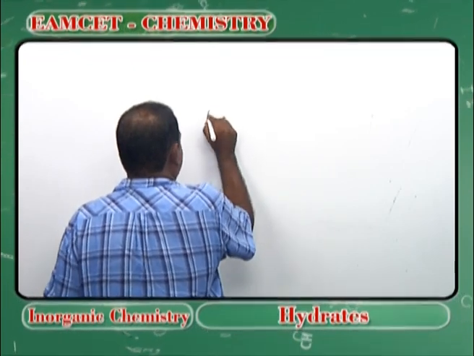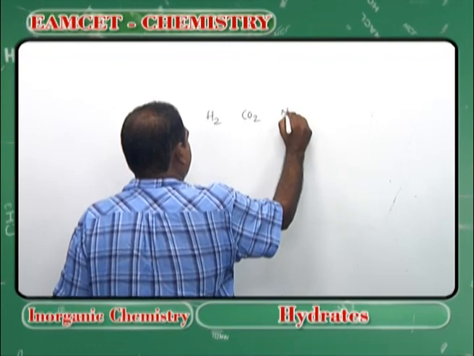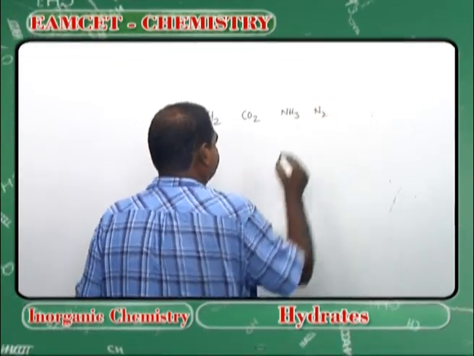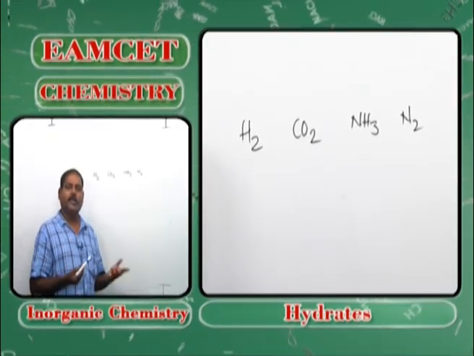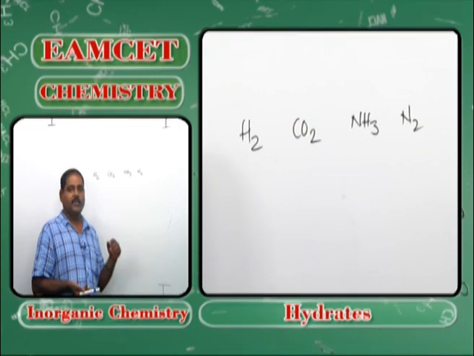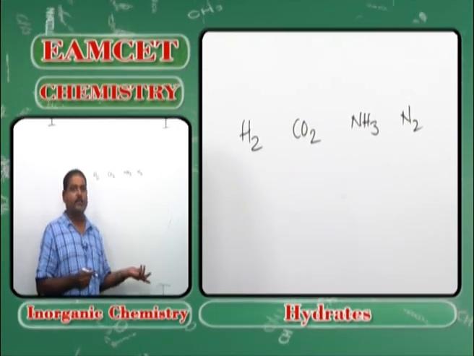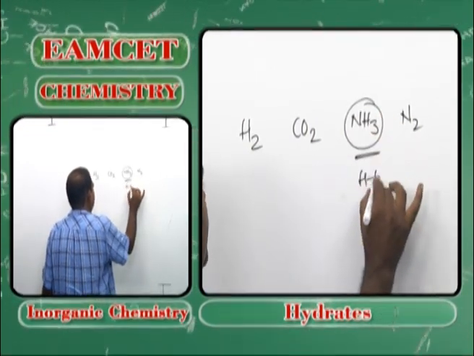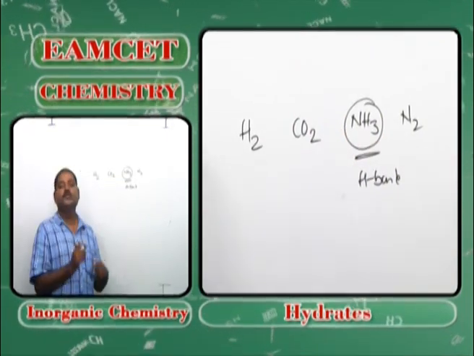Think of it. Which of the following can be liquefied easily? H2, CO2, NH3 and N2. Which of the following can be liquefied easily? What will be the answer? Whichever has high intermolecular force of attraction. Which has high intermolecular force of attraction? Ammonia due to hydrogen bond. Ammonia can be liquefied easily, can be compressed easily.